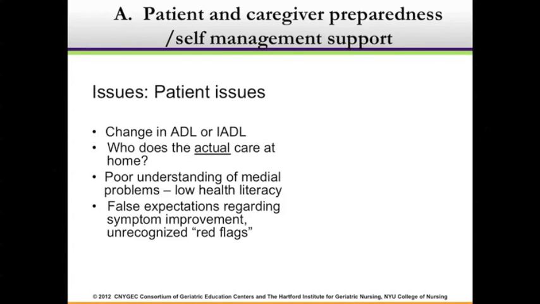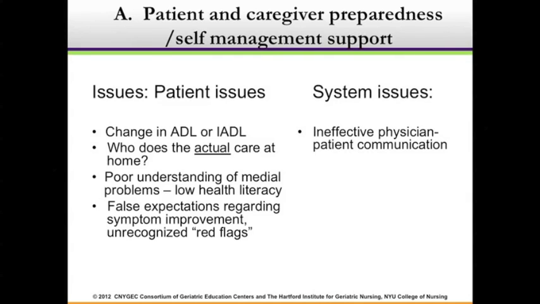Some of the issues that contribute to the patient feeling uncertain about their discharge are that while they're in the hospital, there's been a change in their ADL or IADL functioning. Just by lying in bed for a few days, they've become so weak that they can't walk as well as they were prior to their admission. Who does the actual care at home? Some of our patients are the caregivers at home, and they don't have someone who's able to take care of them. Poor understanding of medical problems, they may have a low health literacy, and false expectations regarding symptom improvement or unrecognized red flags. They're being discharged, so they feel their symptoms are all better, but often those symptoms take time to improve, and they may not recognize when something actually does go wrong at home.